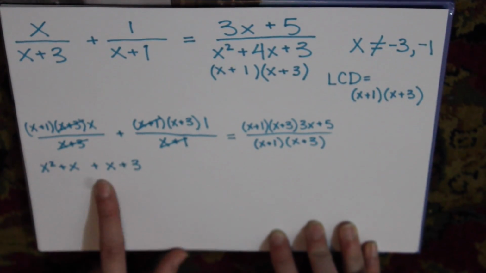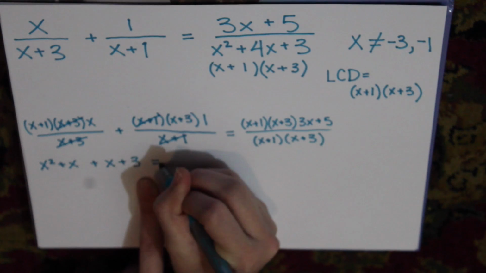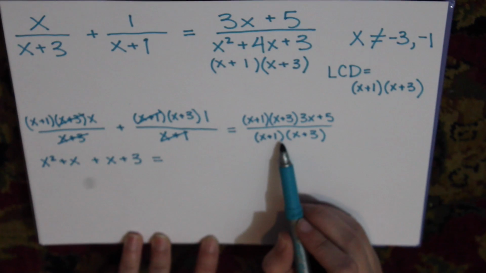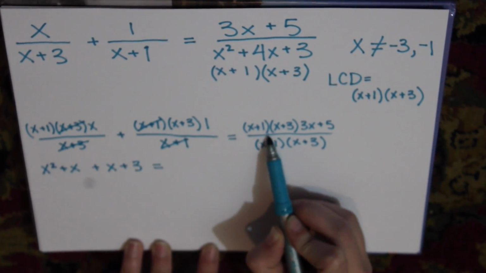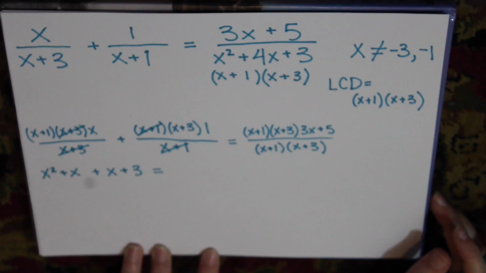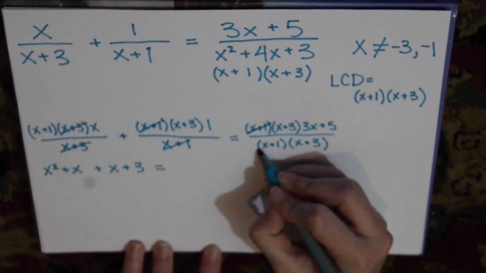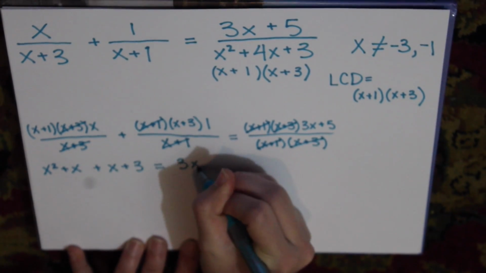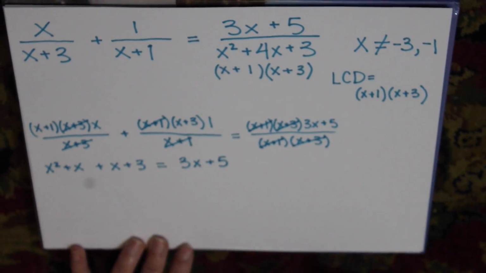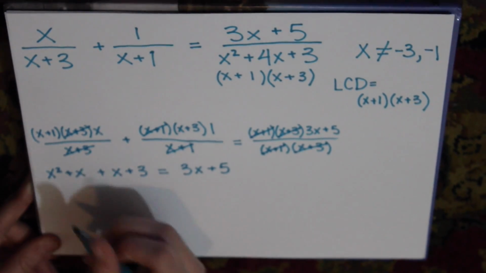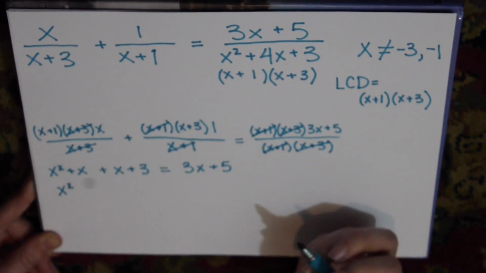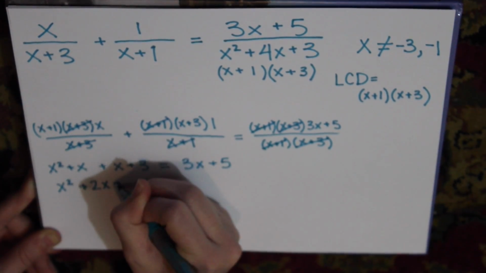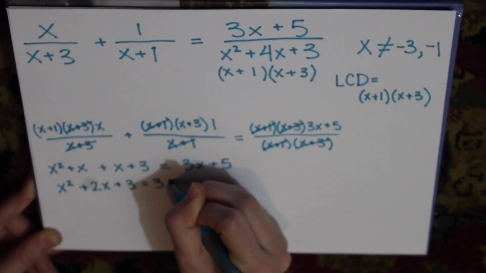And now let's find the solution to this problem. You're going to see an x plus 1 on top and an x plus 1 on bottom, so we're going to cross those out, and an x plus 3 on top and an x plus 3 on bottom, so we're going to cross those out too. So our right side will just be 3x plus 5. Now simplified, we'll find that this is x squared plus 2x plus 3 equals 3x plus 5.